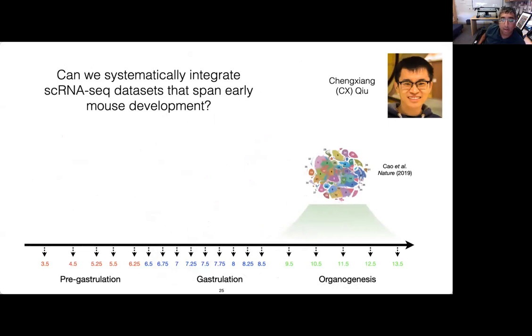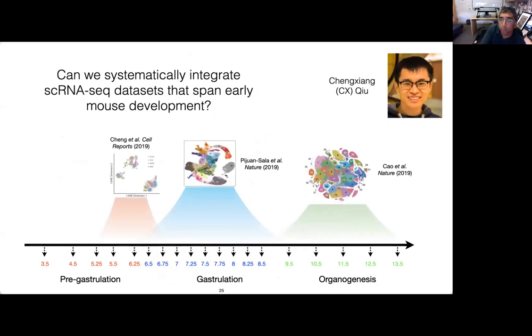And in particular, leveraging the fact that while our work on E9.5, E13.5 came out, other groups published datasets which stretch back earlier in development, all the way back to E3.5, just coincidentally, even without any coordination. And so CXQ, who's a brilliant graduate student in the group, took this on as a rotation project and turned it into a thesis project to try to connect all these datasets together and build a unified map or tree of early mouse development.